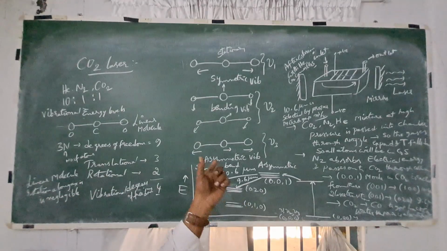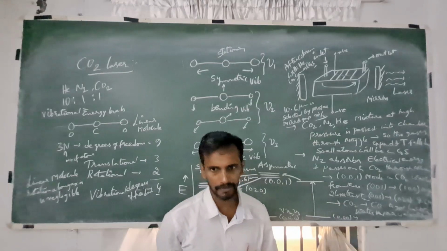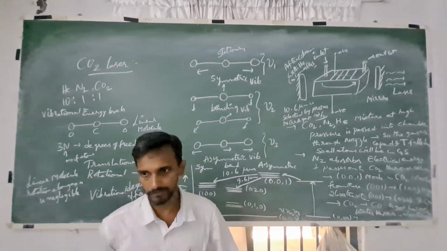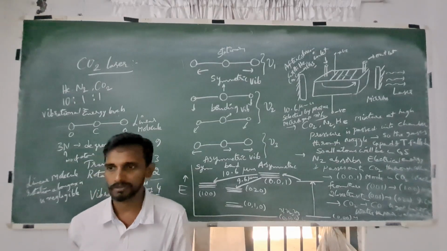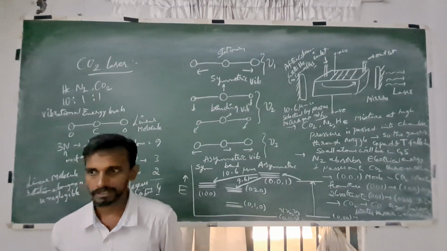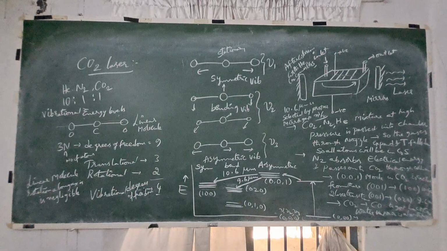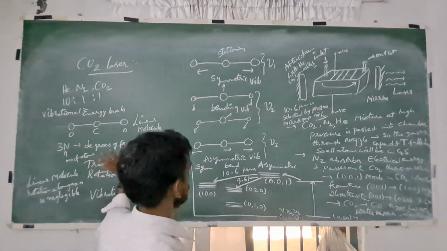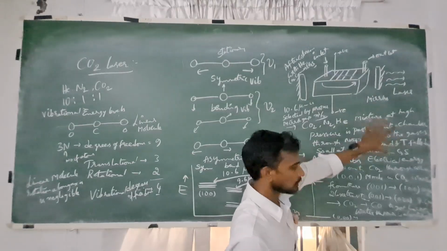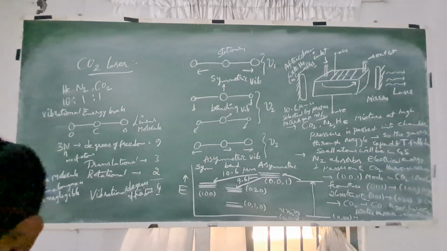So the separation between the two mirrors of the laser cavity is some multiple of n lambda by 2. Here lambda is 10.6 micrometers. So only those waves will be constructively superimposed. So this is the basic principle, construction and working of the helium neon laser. Sorry, CO2 laser.